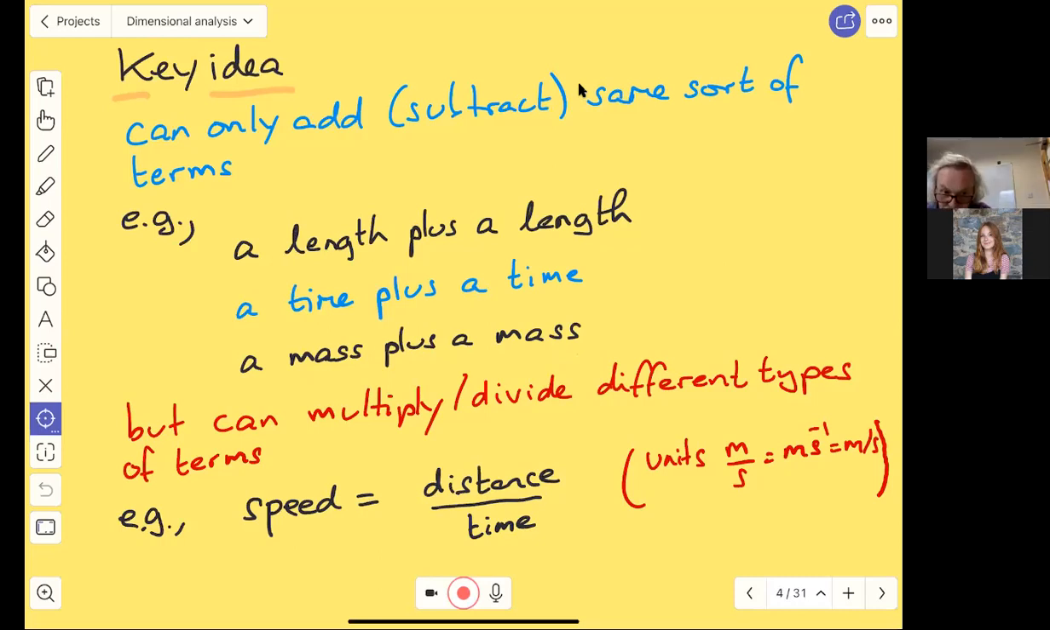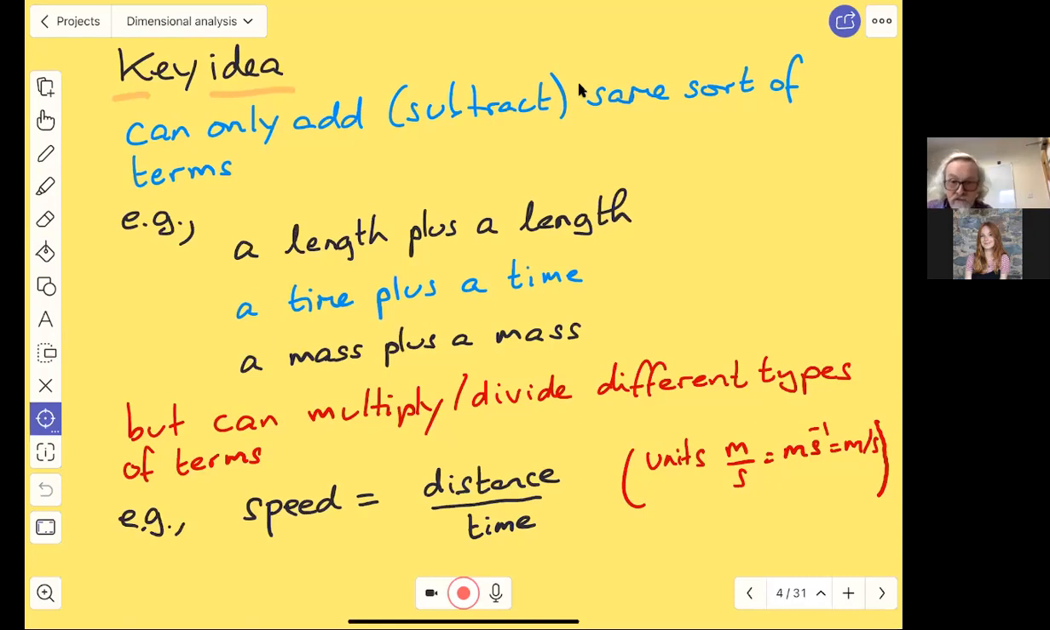But you can multiply or divide, again, same sort of thing, different types of terms. And that's something I'm sure you're all very familiar with. So speed, for example, is distance over time, the distance traveled divided by the time taken. And if you think about that in terms of units, and I'm going to stop talking about units very soon, well, the units of distance are meters, the units of time are seconds. So it's meters per second, or as I will write in this talk, ms to the -1. So this is this power notation, which I'm going to be using throughout the talk.